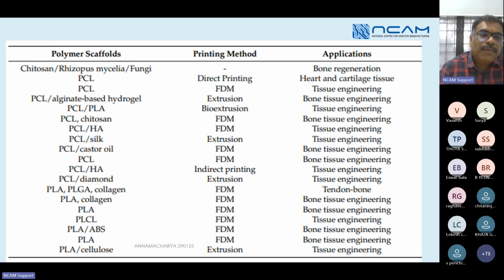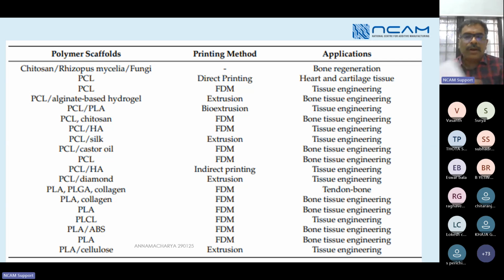And then PCL, we have the direct printing, FDM. We can do PCL alginate-based hydrogel. We can use extrusion, and then bone tissue engineering, PCL/PLA, bio extrusion tissue engineering, which is our application. Coming to PCL and chitosan, we use FDM. So these listed printing methods are right now followed, and these applications are being used or they are already printing it. So this is a complete overview related to 3D printing. And then PCL with castor oil is one more addition in bone tissue engineering. And then PCL with HA.